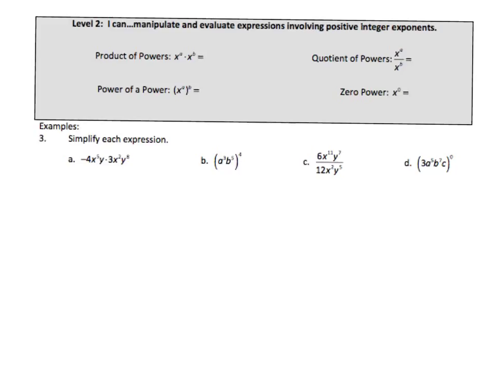Okay, level 2 is manipulating and evaluating expressions involving positive integer exponents. So a couple of things: we've got product of powers, quotient of powers, power of a power, and zero power.